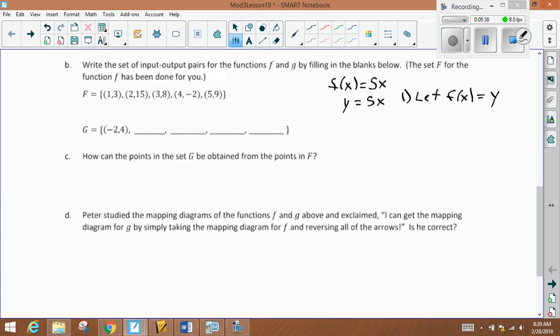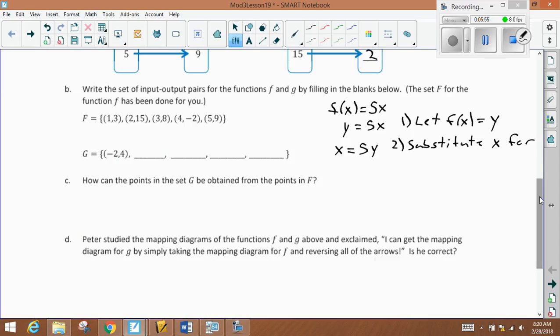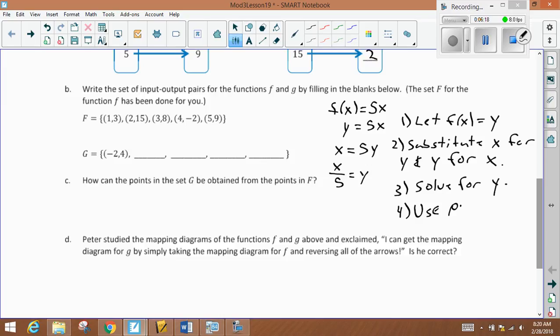My next step is I'm going to substitute x for y and y for x. Substitute. Step number 3. Solve for y. How do I solve for y? Just divide both sides by 5, right? And step 4 is going to be use proper notation.